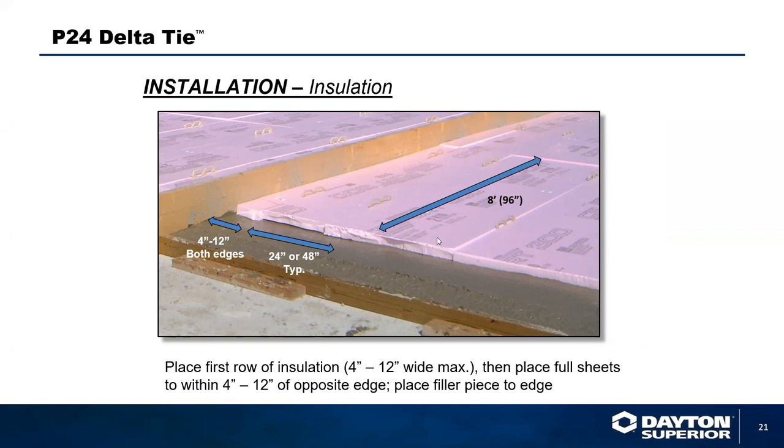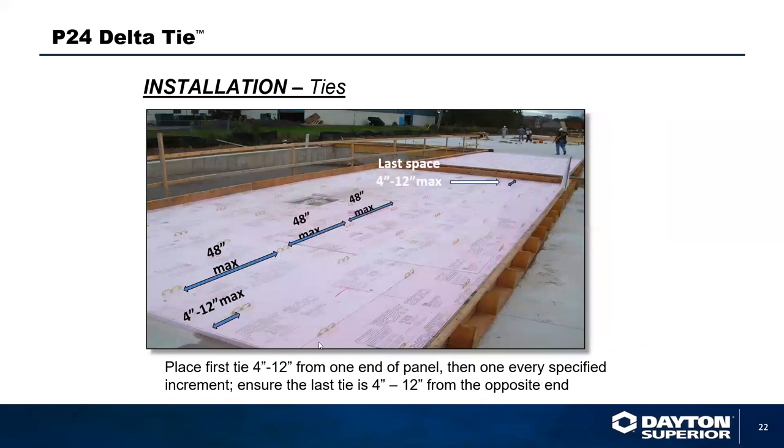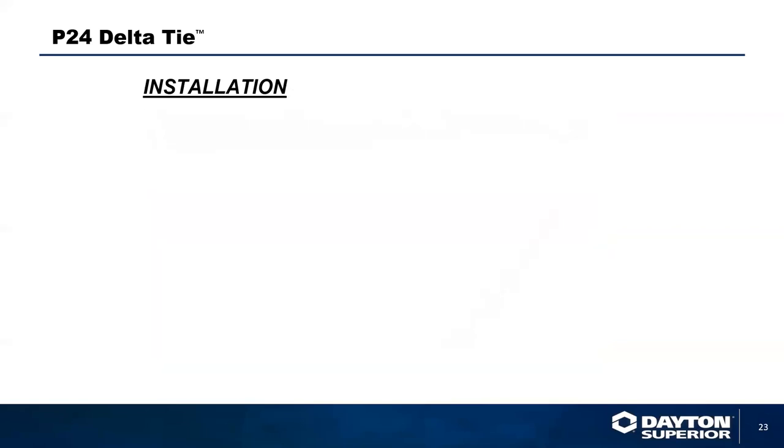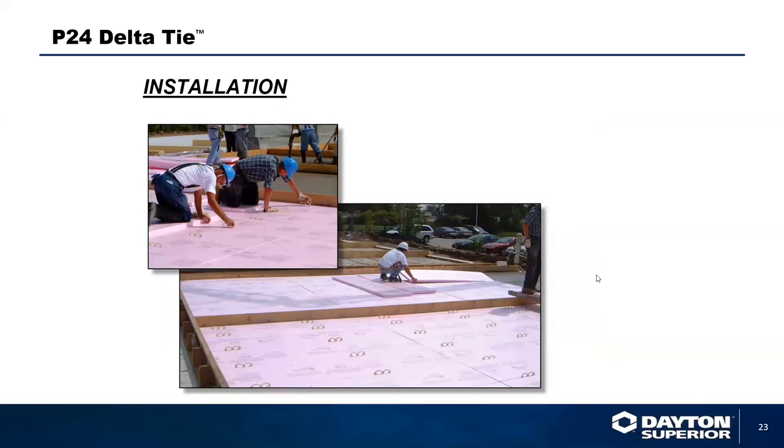Once you get all your insulation in place, you're going to come back and start placing your Delta Ties, and you're going to muck them in at the joints between the sheets of insulation. The Delta Tie will get mucked in, like I said, leaving approximately an inch and a half of material protruding through the top of the insulation. The insulation here gets mucked in relatively quick. You're going to have a couple of people working on it. It goes very fast track.